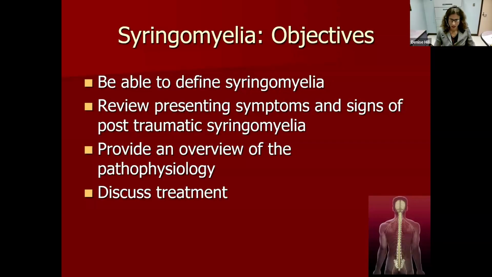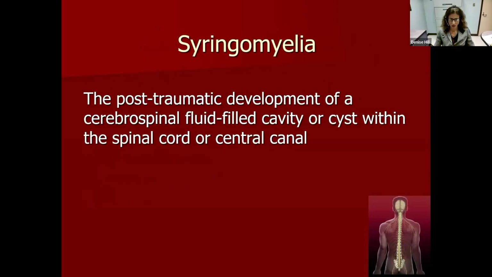All right, so I'd like to start with a case. Oh no, definition first. So syringomyelia is a post-traumatic development of a CSF-filled cavity or cyst within the spinal cord, or we could call that within the central canal. This is a diagnosis, syringomyelia, that actually is found in other populations as well, not only in post-traumatic, but is something that we're going to approach from a post-traumatic perspective today.